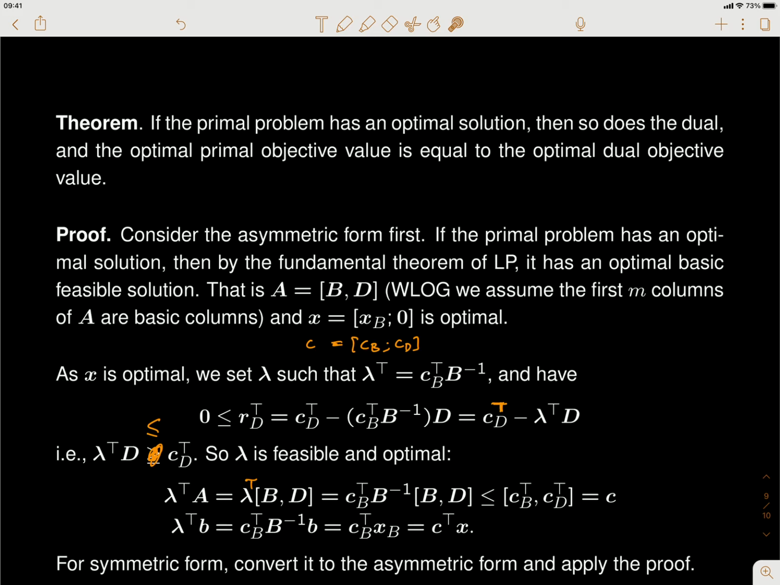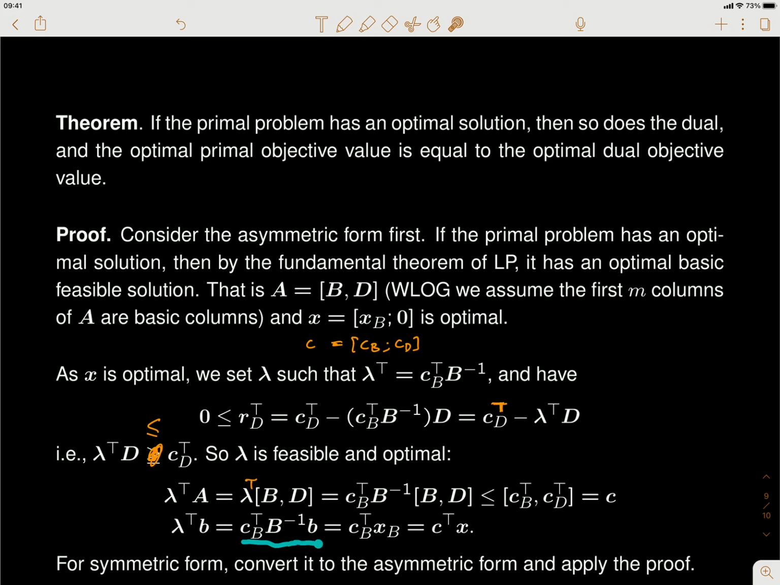Okay, so that means that lambda transpose A is less than or equal to C. So that means lambda is feasible. And now we can just check if lambda is also optimal. To check that, we check the objective function value. We plug in this lambda, where lambda is defined here. This is what lambda is.